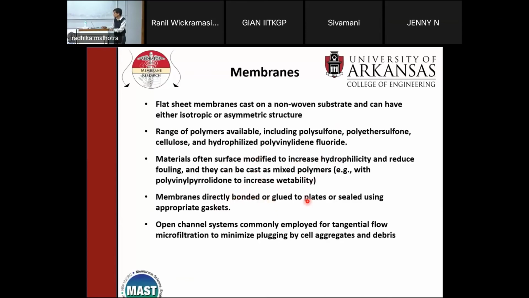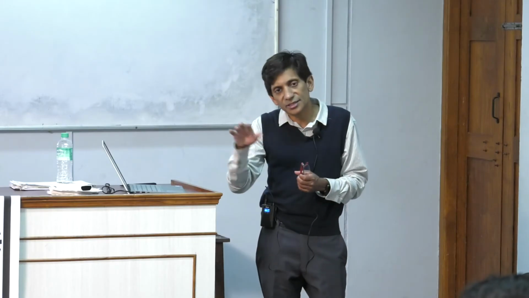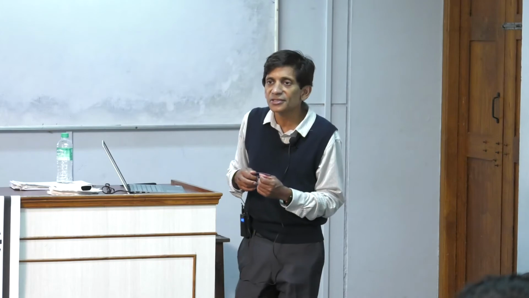Membranes can directly be bonded or glued to plates or sealed using appropriate gaskets. Open channel systems are commonly employed for tangential flow microfiltration to minimize plugging by cell aggregates and debris. So actually in the biotech industry, we don't use spiral wound modules. Okay, so spiral wound is not used. It's mainly going to be either tubular membranes, so tubular means large tubes, hollow fibers, which are small diameter tubes, or flat sheets. And each has their advantages and disadvantages.